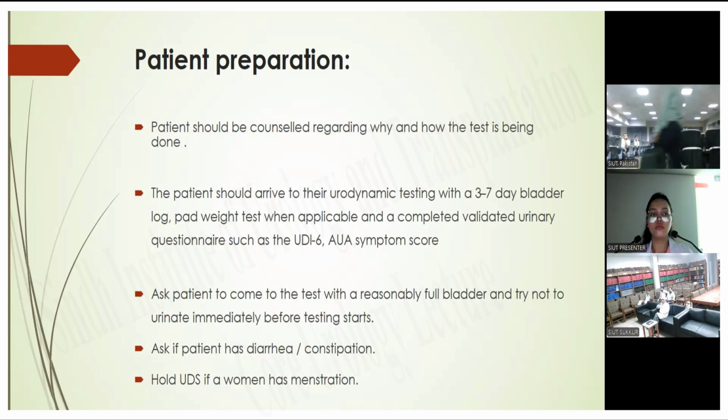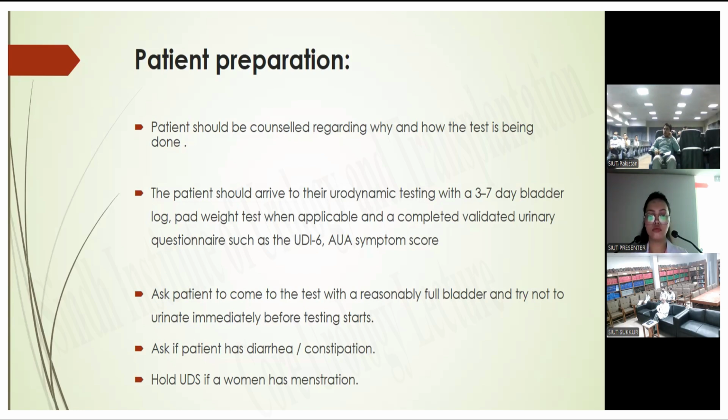Another very important thing here is the medication. If you are performing UDS to know the treatment response, and the patient is already on any anticholinergic medication or beta-3 agonist, you should not stop it beforehand, because you want to see the treatment response. But if you are performing the UDS for the first time and you have already started the patient on a medication, you must stop those medications 3 to 4 weeks beforehand, so that the findings are not masked by these drugs. So that is very important as well.